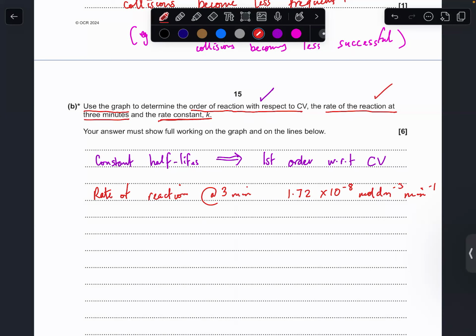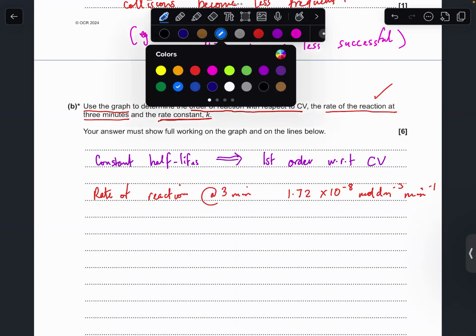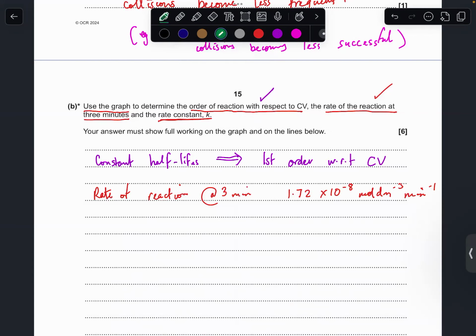To work out the rate constant, we are going to substitute values. So let's use a nice green color, my favorite color. Let's work out the K constant. Now, we know that the rate equation is equal to K CV, which is first order. And remember, hydroxide ions were zero order, and anything to the power of 0 is equal to 1, so we can cancel that out.